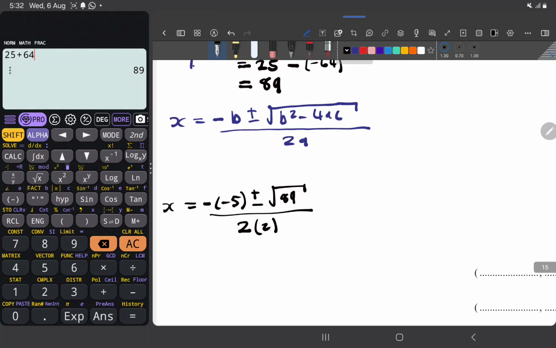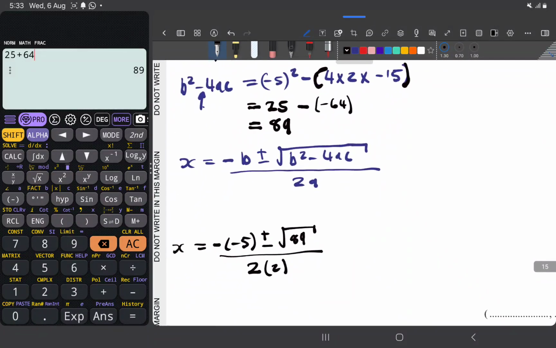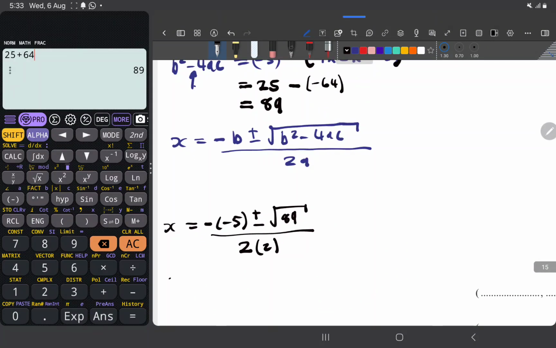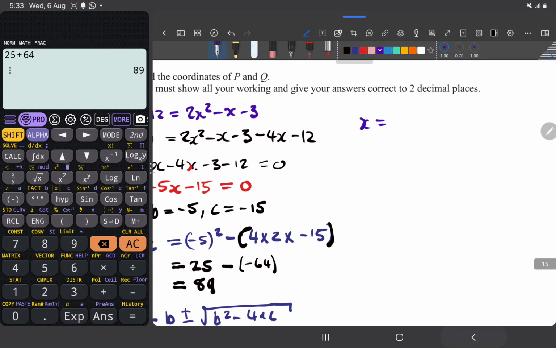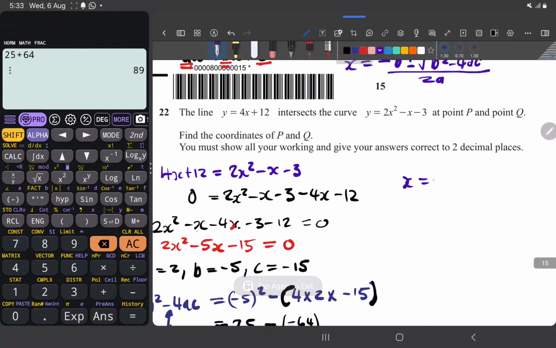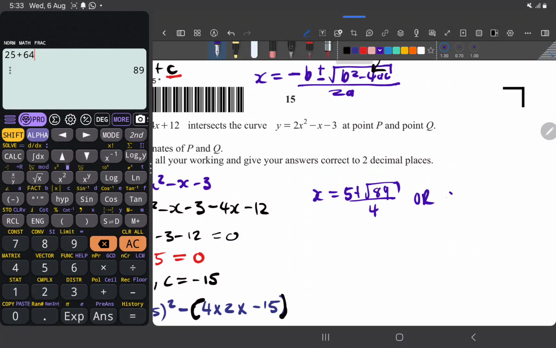Now here, we're continuing, okay? That's why I left some space there. So let's continue this other side. Minus of minus 5 becomes a plus 5. So we could just write it once to say x will be equal to 5 plus or minus the square root of 89 over 4. So now, I'm going to say x is equal to 5 plus the square root of 89 over 4, or x is equal to 5 minus the square root of 89 all over 4.